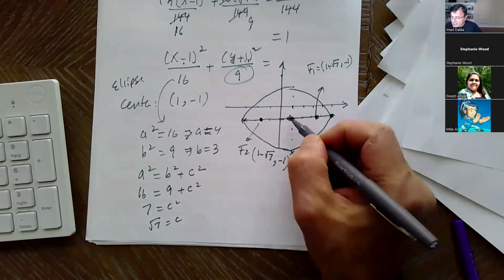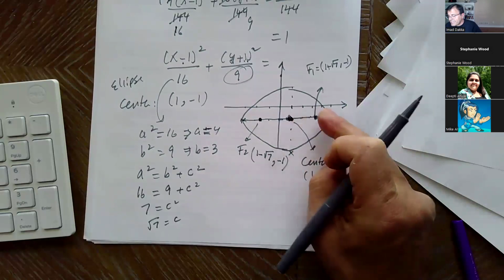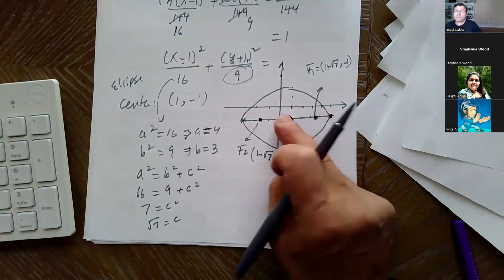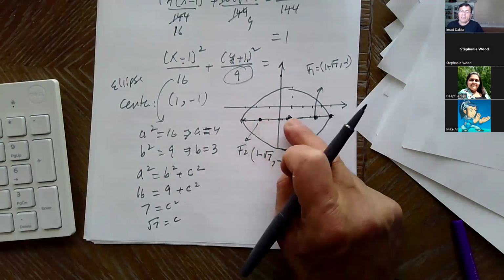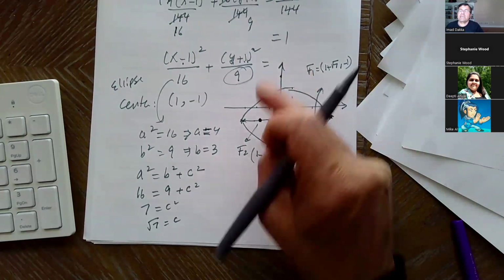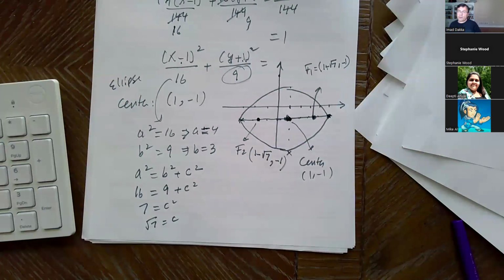So you're always starting at the center, and you add c if you go to the right, you subtract c if you go to the left. If it was vertical, you add c if you go up, you subtract c if you go down from the center, from the x value of the center or the y value, depending on whether you're going sideways or vertical.